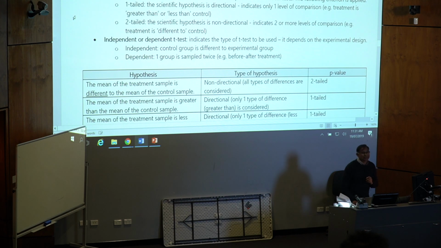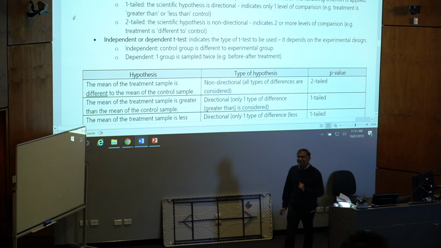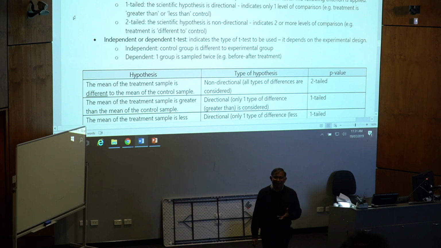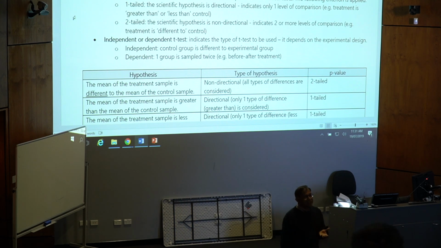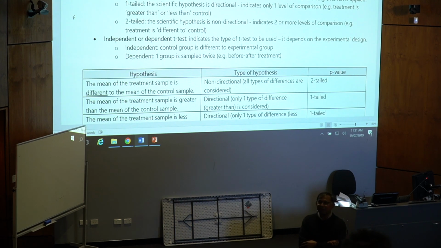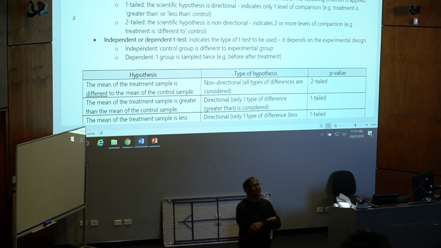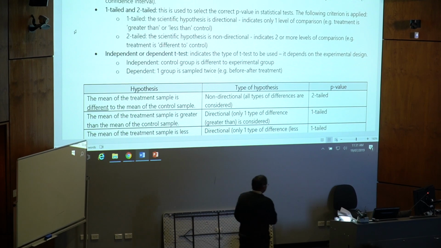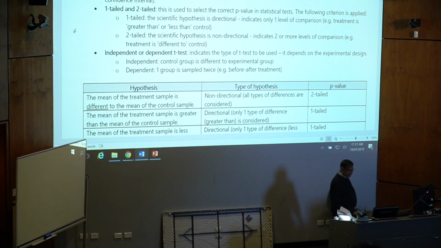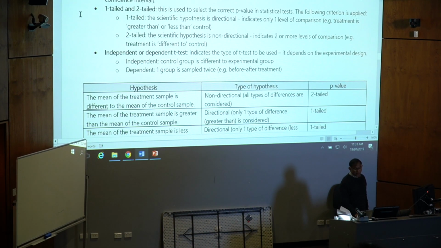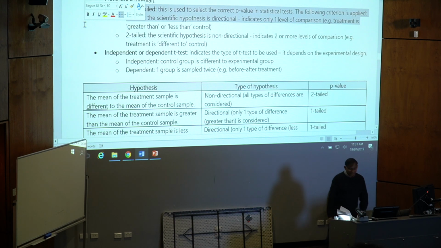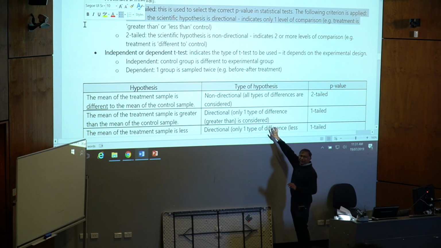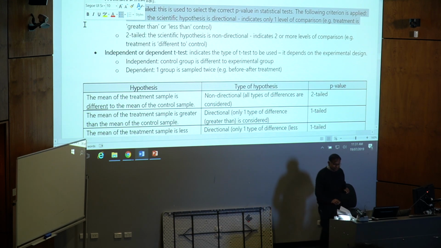I want to talk about something called tails. And this is going to come up when you do F-test and T-test. You need to understand this term that we call tails. Okay? A statistical test is either one-tailed, shown here, or two-tailed. This table here explains this.